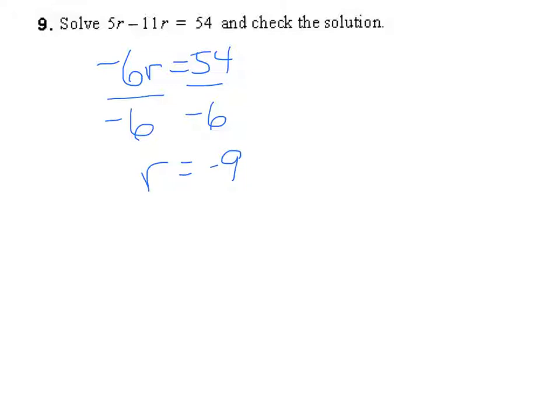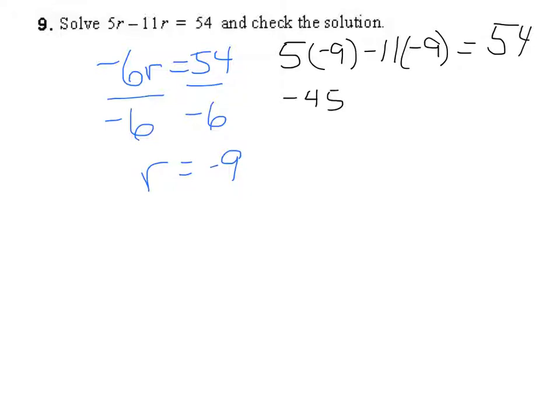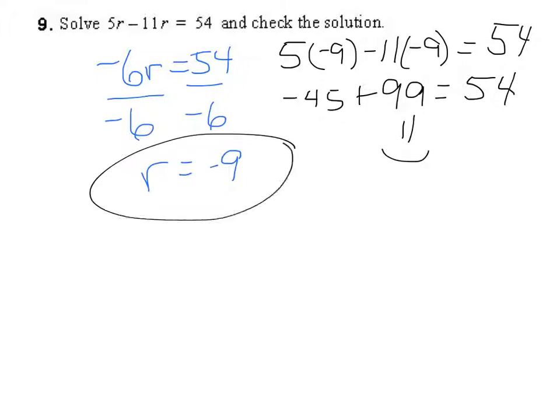And then it's always a good idea to check back in your original equation. So I'm putting holding spots there for my r. So I'm going to take 5 times negative 9 minus 11 times negative 9, and I hope I get 54. So 5 times negative 9 is negative 45. Negative times negative is plus 99, and sure enough, that does equal 54. So I am confident that negative 9 is the correct answer.